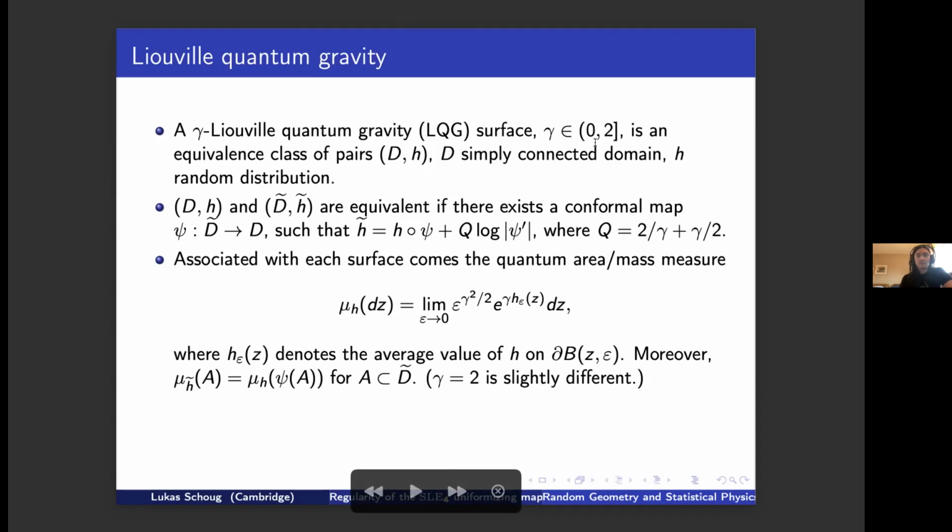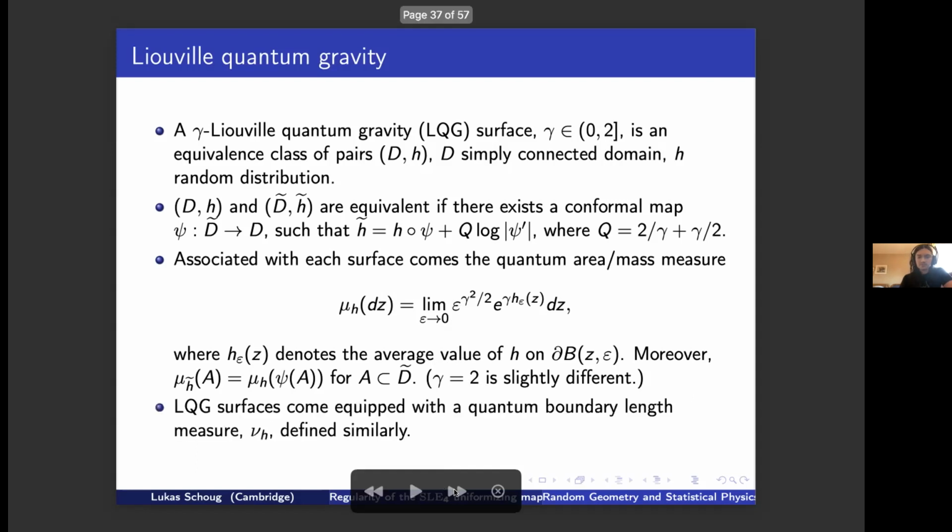And you can do this for gamma between 0 and 2. However, if you pick the case gamma equal to 2, you would have to have a log correction here as well, because this is the critical case for LQG, so the measure would look slightly different. And you can also define a quantum boundary length measure in a similar way. You just divide by 4 here, and you pick a point on the boundary. And of course, you would have to have a random distribution which is not the zero boundary GFF, but for example a free boundary GFF, or any other nice kind of distribution, which would give you something at the boundary rather than just 0.